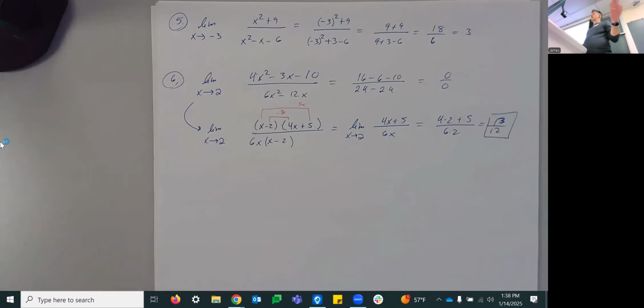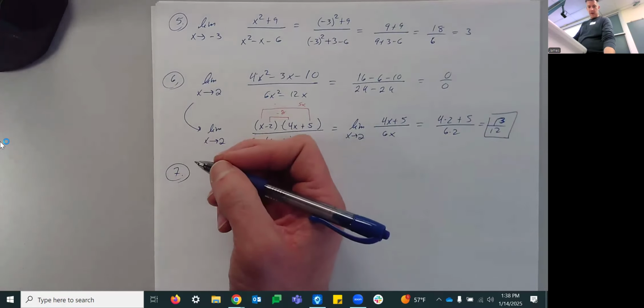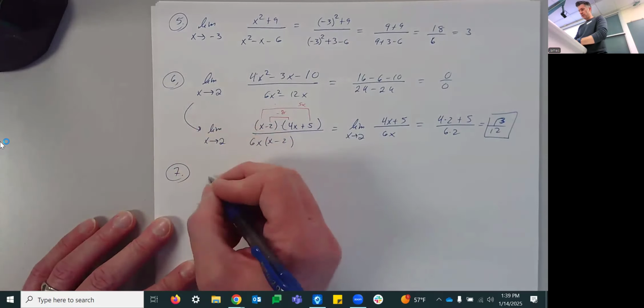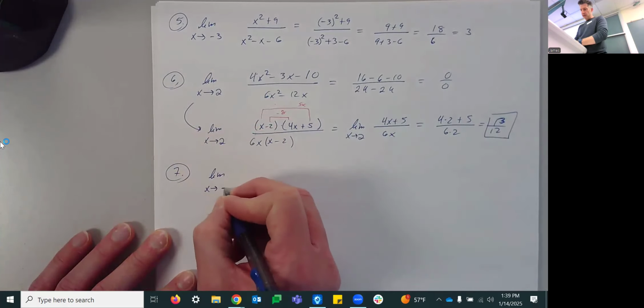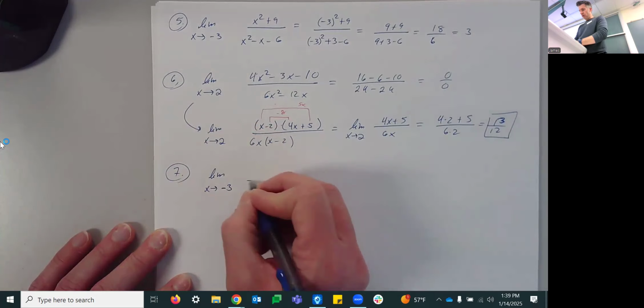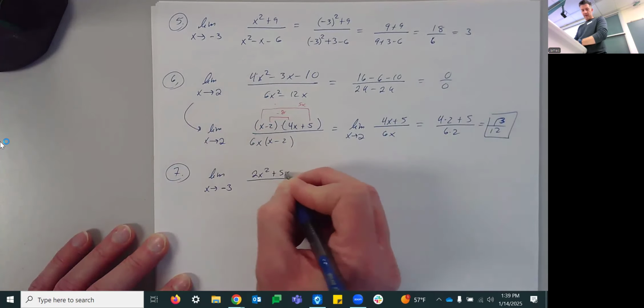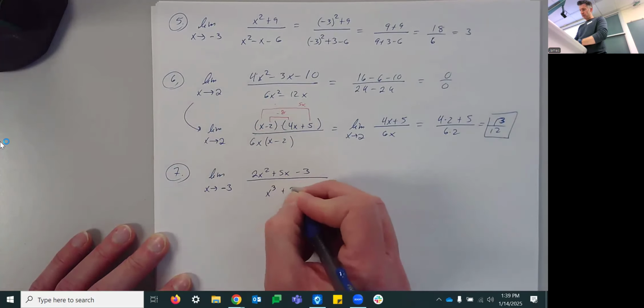So typically, when I see a limit that's a 0 over 0 type, one of the things I look for is to see if I can factor some stuff. Let's do one more example here. Sorry, I lost my example. There it is. Let's try the limit as x approaches -3 of 2x squared plus 5x minus 3 over x cubed plus 27.